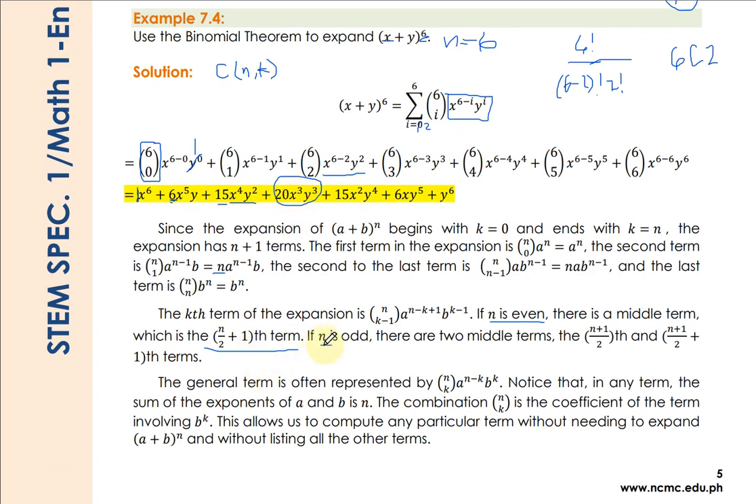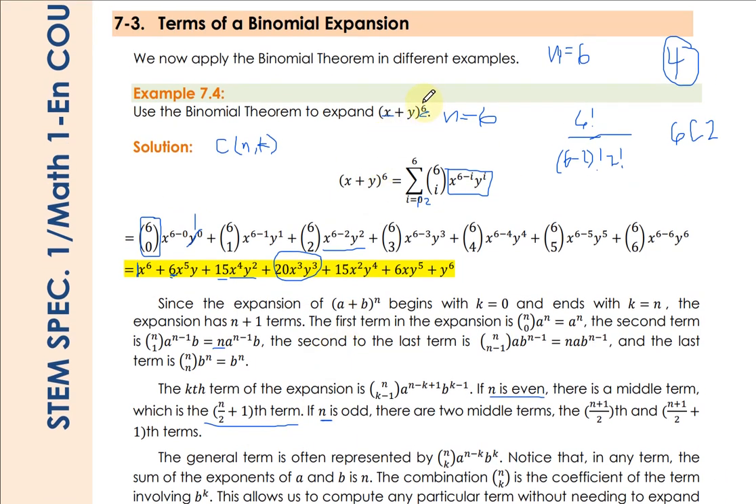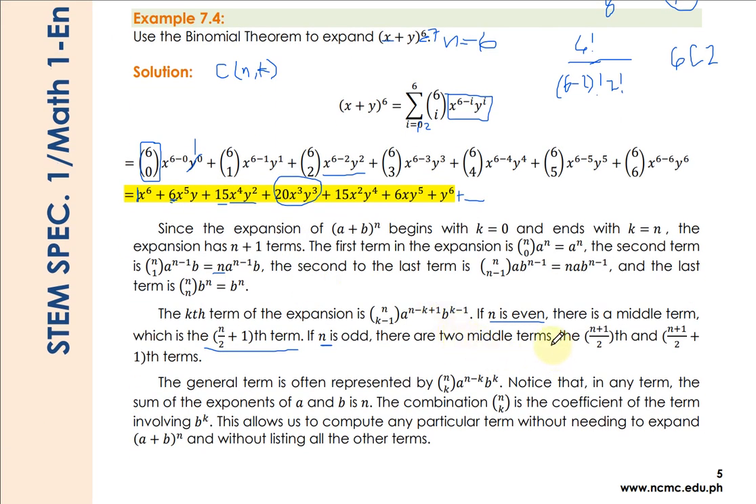And if our n is odd, for example, our n here is equal to 7 instead of 6, then our number of terms is 7 plus 1, and that is equal to 8. So it is an even number of terms, and there is no single middle. So the middle terms are the two terms in the middle. That is n plus 1 over 2 and n plus 1 over 2 plus 1.